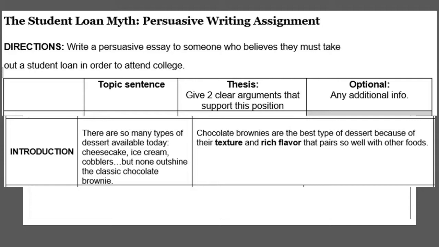My thesis gives 2 clear arguments that will support this, and then these 2 arguments will appear in body paragraphs 1 and 2. I bolded them in my exemplar so it would be easy to track as I write my body paragraphs.